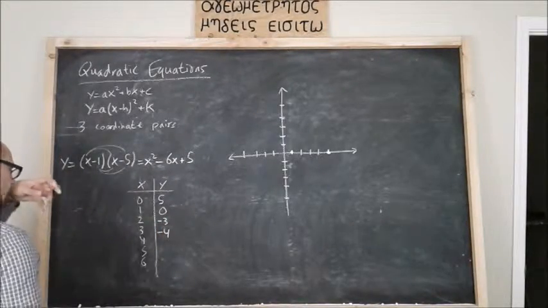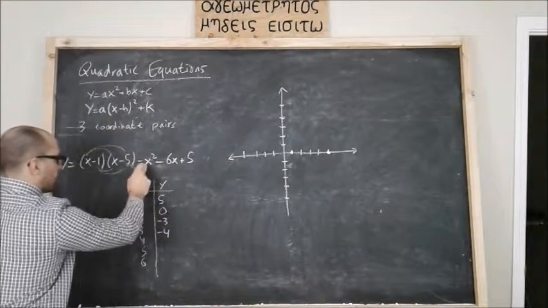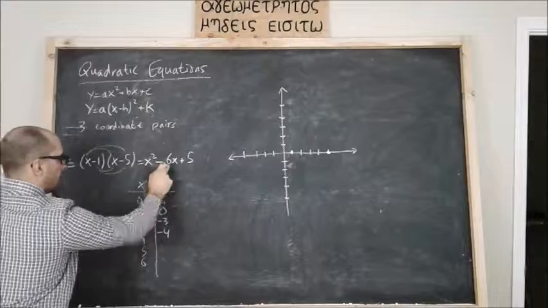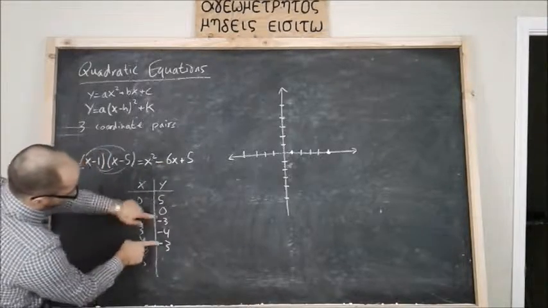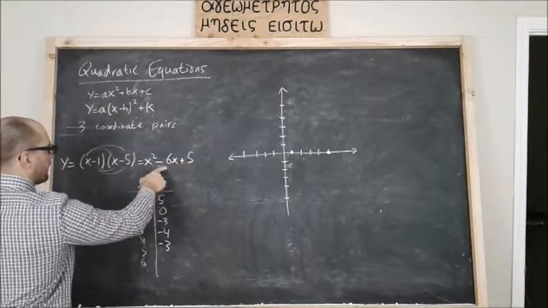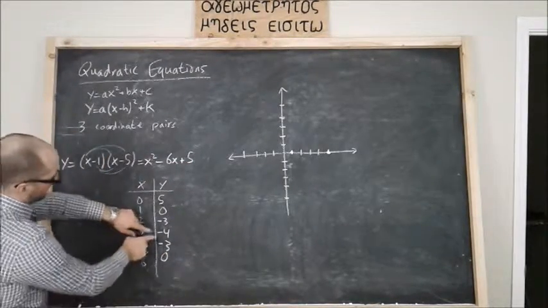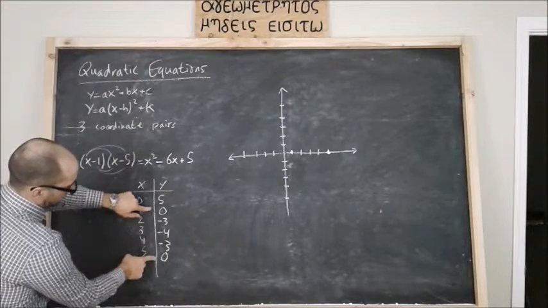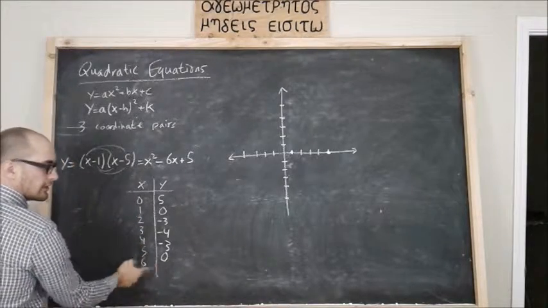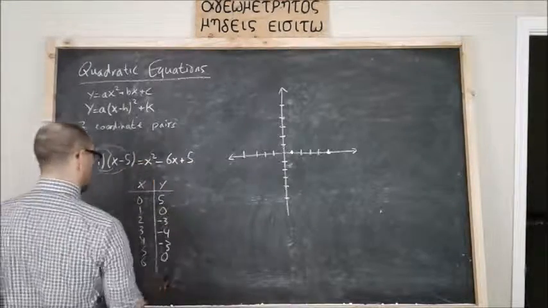By symmetry, I should expect the same thing on the bottom. So 4 squared is 16. Plus 5 is 21. Minus 24 is negative 3. So behold, it matches. 5 squared is 25, plus 5, 30, minus 30 is 0. Okay, again, no surprise. So we have negative 3, 0. What do you think the 6 is going to spit out? 36, 41 minus 36 is 5.